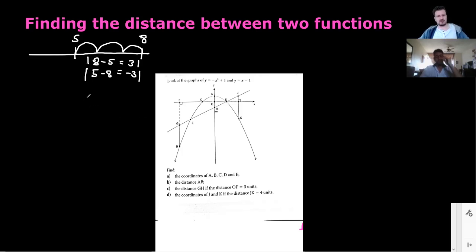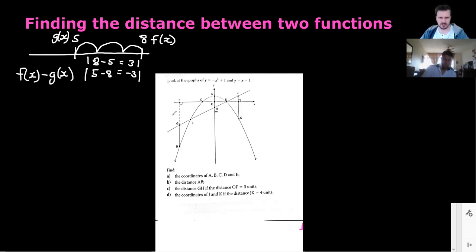So the next thing you need to know is when you find the distance between two graphs, this concept of saying 8 minus 5, right? Let's just make those functions. So if it was f of x and g of x, well, instead of saying 8 minus 5, you can just say f of x minus g of x. Okay, now as confusing as that is, you must just know that when you minus two functions from each other, you get the distance between those functions.